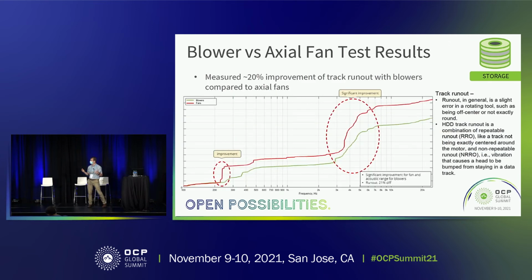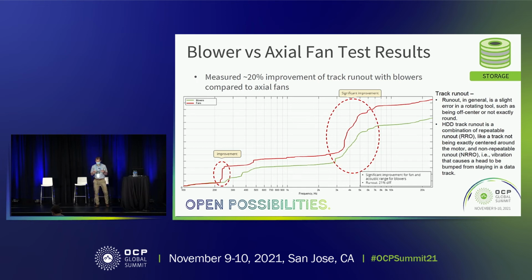We did the HDD runout testing, and we found a 20% improvement. It could be more than that if that DWDI blower was actually optimized for that system. For those of you that don't know, maybe all of you do, runout, in general, is a slight error in the rotating tool, such as being off-center or not exactly round. So each of these discs, maybe it wasn't centered exactly on the shaft, or maybe it's just not totally round. And part of this runout is a combination of repeatable versus non-repeatable.